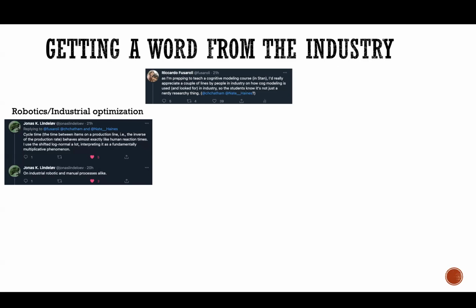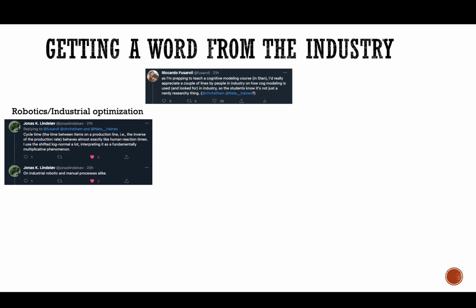He says, cycle time, the time between items on a production line, that is the inverse of the production rate, behaves almost exactly like human reaction times. So if you learn and struggle with how to adequately model reaction times and what generates them, then you're well on path to understand how to model production. And if you're a data scientist like Jonas who has to optimize how the different machines are acting on whatever they're producing, because the robotics industry is basically mechanical arms that do very boring things. It's not anything fancy. Well, it is very fancy, but it doesn't look very fancy.